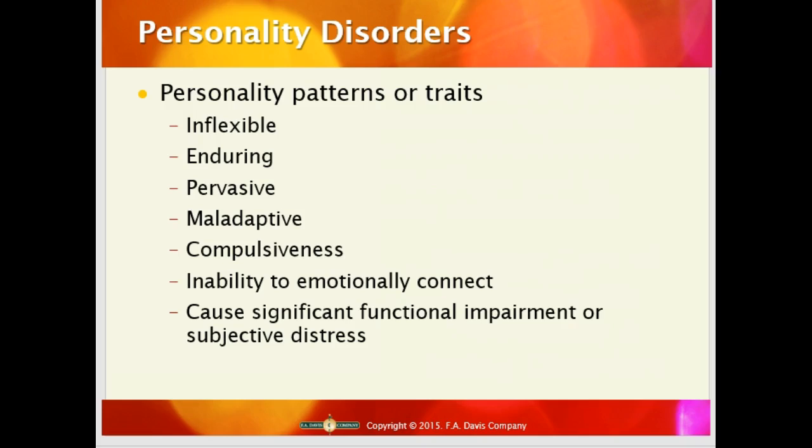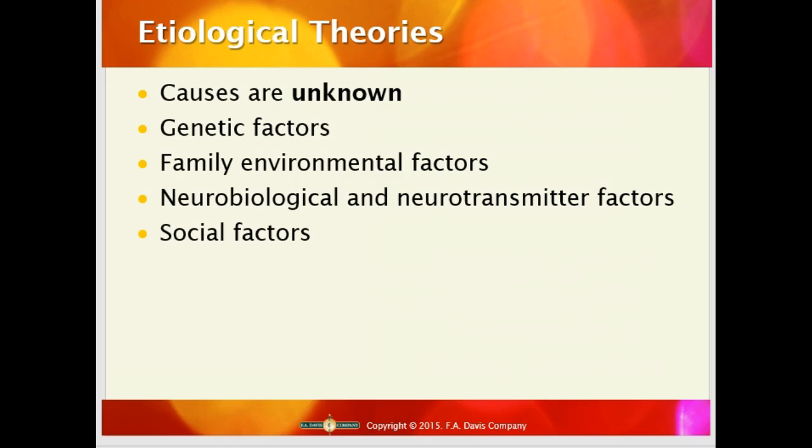They exhibit manipulation, which is a control behavior that's used and exploits others for personal gain. They can be narcissistic and self-centered, and this is where they feel entitled or feel that they're justified in not obeying others' rules. And their impulsive behavior creates difficulties because they act without considering the consequences. The causes are unknown. It could be genetic factors, family environmental factors, neurobiological or neurotransmitter factors, or social factors.